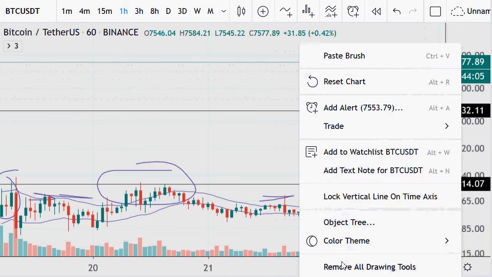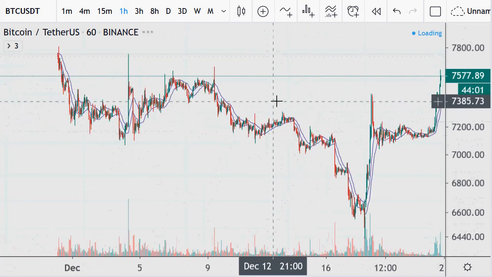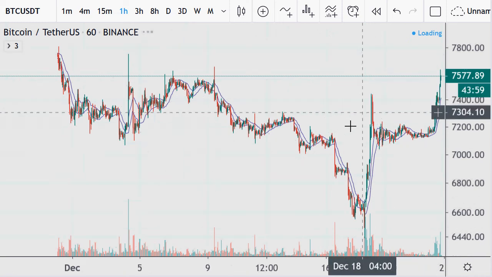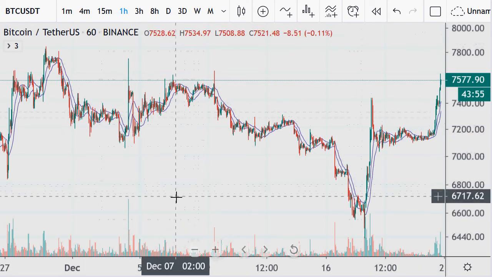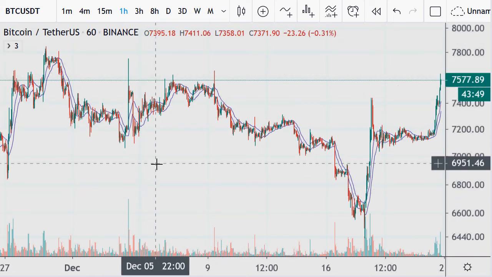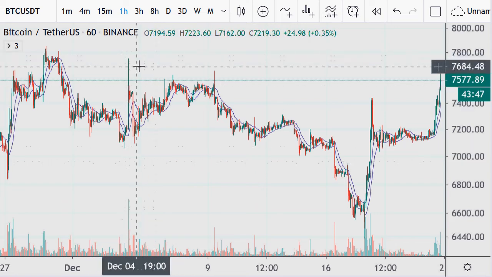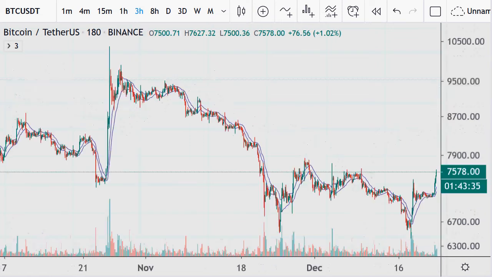We just remove the drawings on here. And when we see from where it came from even beforehand, now we should realize where we're going to go to. And that is probably at least to this high here at 76.43, which is practically there. Then we got this one and this one as well. But what we'll do is take a look at it on the 3 hour chart.